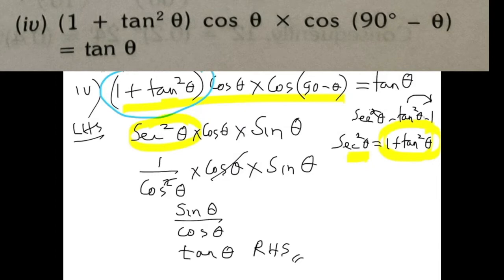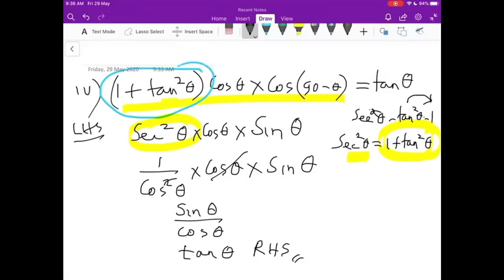This is your question number 5.4. Here, don't forget that I modified the same formula, the 3 formulas which I told you that we will be doing in class 10. So that modification formula is here, 1 plus tan square theta, that is what I took as sec square theta. Okay, so there are 14 questions in question number 5.